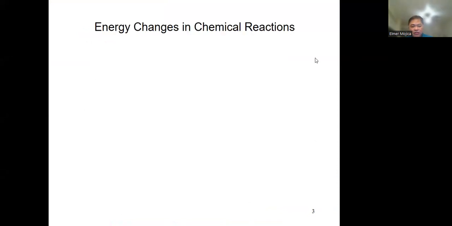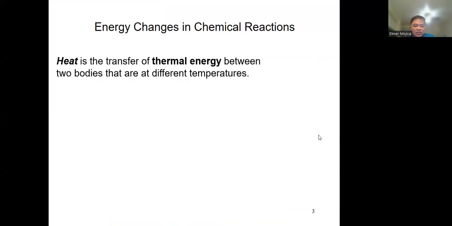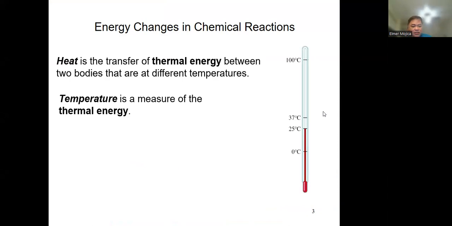Now, if we're going to look at these energy changes in a chemical reaction, we have this term heat, okay, versus the so-called temperature. When we're talking about heat, this is just the transfer of thermal energy between two bodies that are at different temperatures. And it's usually from what? Warm object to cold object. That's why you call it heat, right?